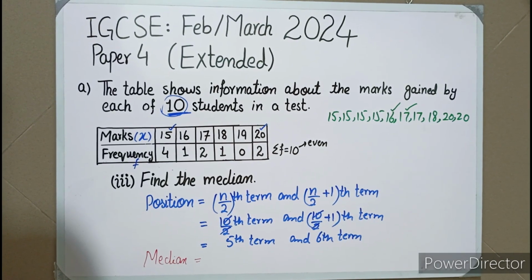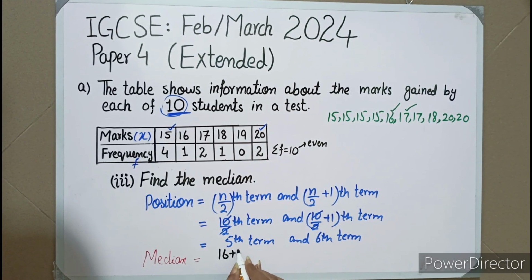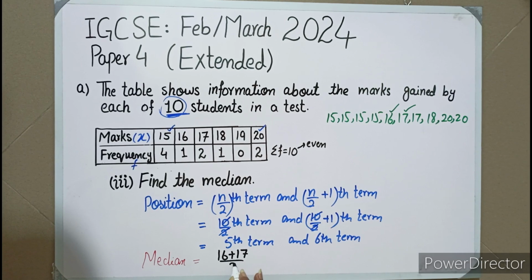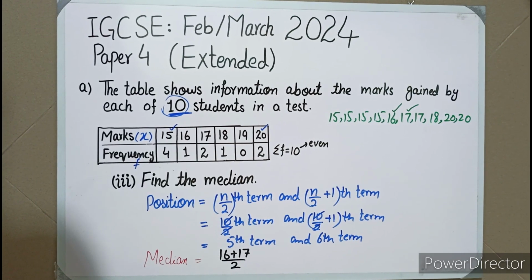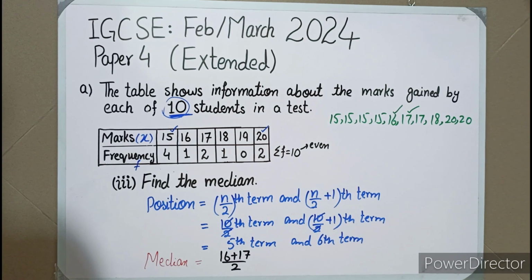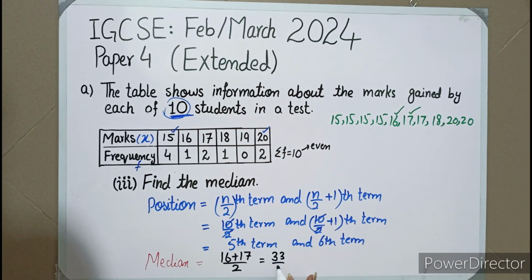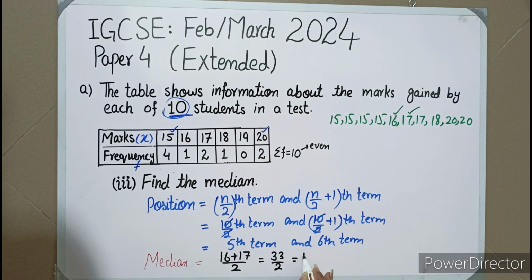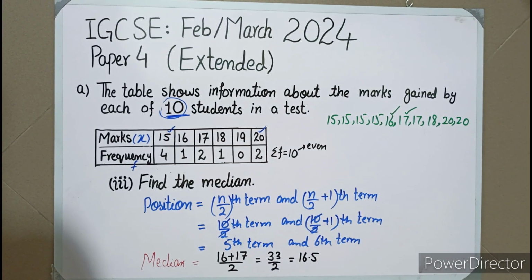You have to add these two terms in order to find the average of both. 16 plus 17 by 2. 16 plus 17 will be 33. 33 by 2, and you will get the median of this particular data as 16.5.